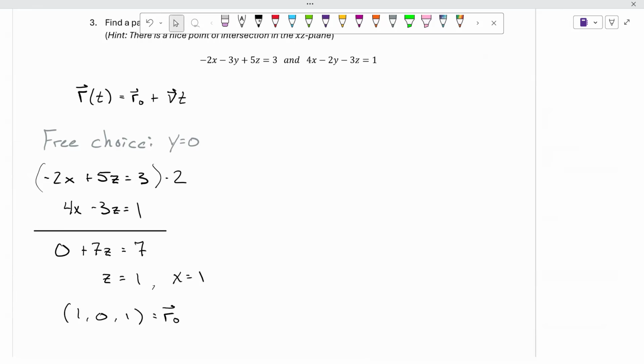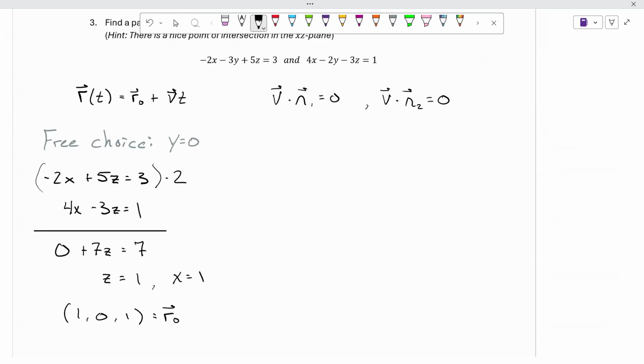And I need that direction vector to lie in both planes, right? Because this line needs to be in both planes. So my direction vector should be in both planes. Meaning that the dot product of v with either normal vector should be 0. So v dot n1 should be 0, and v dot n2 should be 0. Or in other words, my direction vector, my slope vector, needs to be perpendicular to both normal vectors.